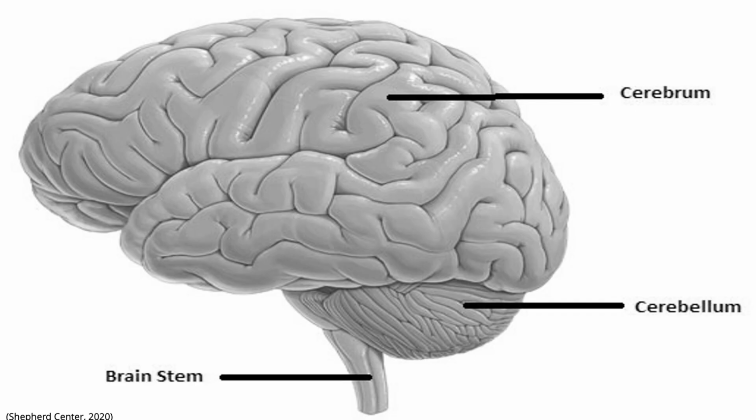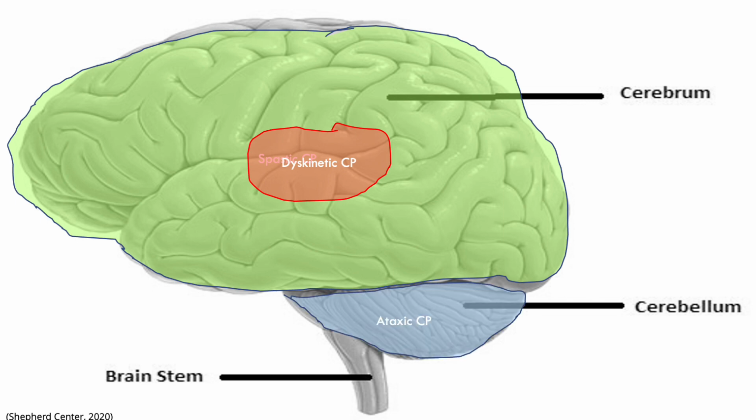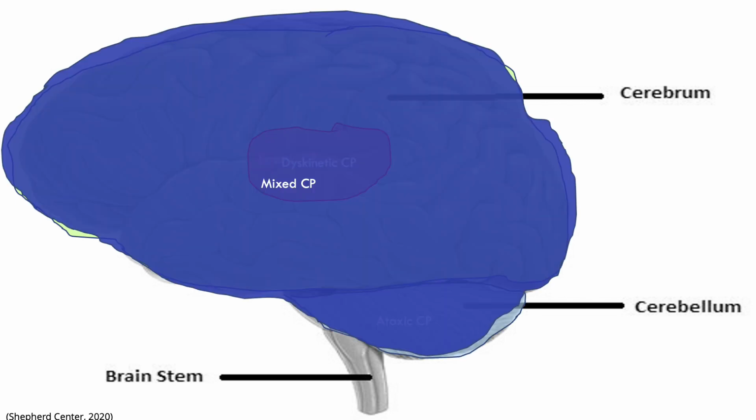This is just a diagram to show you where the different types of CP can affect the movement centers. Firstly, spastic CP affecting the cerebral cortex, the outer grey matter layer. Dyskinetic CP affecting the basal ganglia. Ataxic CP down the bottom affecting the cerebellum, and mixed CP can affect any combination of movement centers, and as previously mentioned, there is no known site for hypotonic CP.